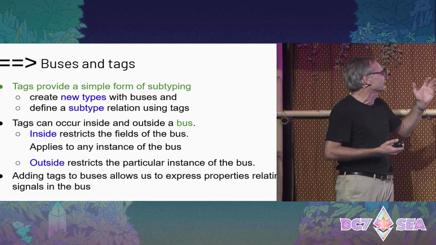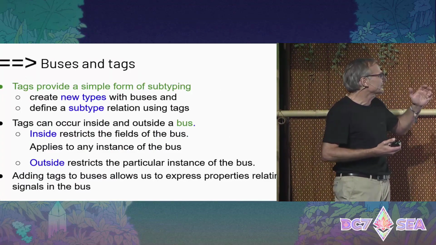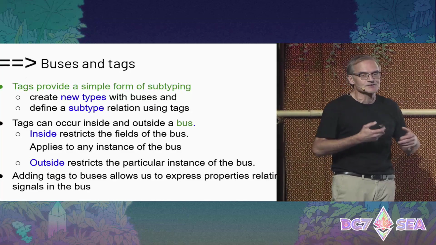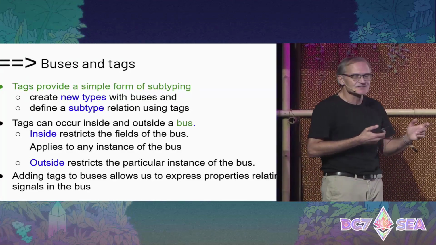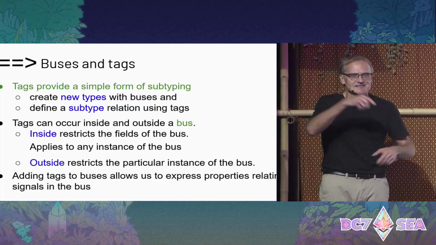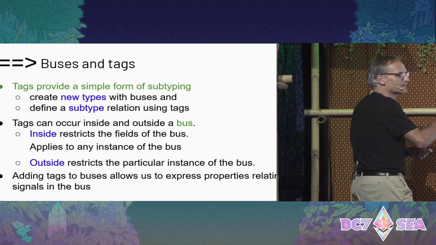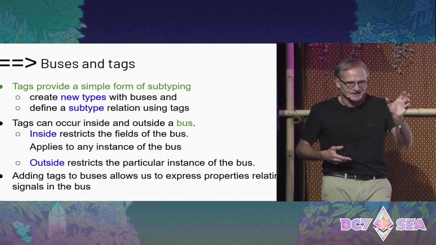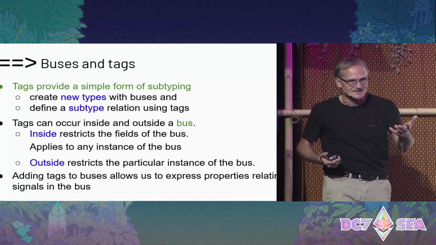So now we can combine buses with another feature, what was called tags. And the combination of both things is that you get new types using buses, and then you also have some notion of subtyping using the tags. Okay? So note that now we can mix both things, the buses and tags. And then the tags can occur inside and outside the bus. So if they are inside the bus, they restrict any instance of this bus. So you attach this property to all instances of the bus. But if you use it outside, it's for the particular instance you're using.